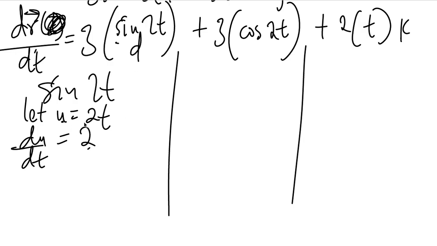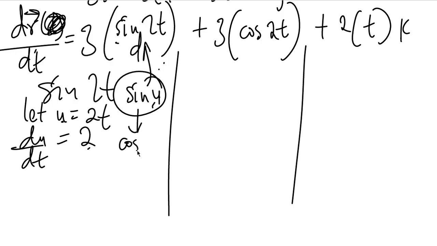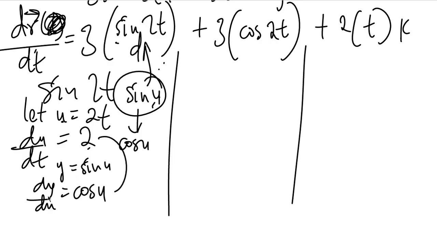Since we say let u be equal to 2t, that means this is the same as sin u. Are you following? And if we differentiate sin u, what are we going to get? It's going to give us cos u. It's just like saying y equals sin u, and then dy/du is cos u, and dy/du times du/dt is going to be 2 cos u, right? And then we multiply by the scalar that is here, and 3 times 2 is 6. That's 6 cos u. And all of this I got using the chain rule.